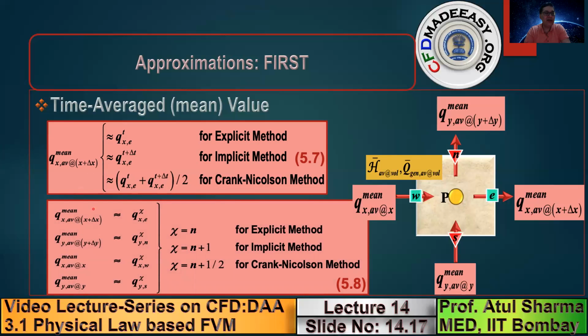So mathematically, we express it by a superscript chi, where if chi equals n, it corresponds to the previous time step, and n plus 1 corresponds to the new time step. So n is like time instant t, and n plus 1 is like time equals t plus delta t. Okay, so we have three different methods corresponding to the time averaging. In the previous slide, I had shown you the first approximation for the space averaging. In this slide, I am showing you the first approximation for the time averaging.